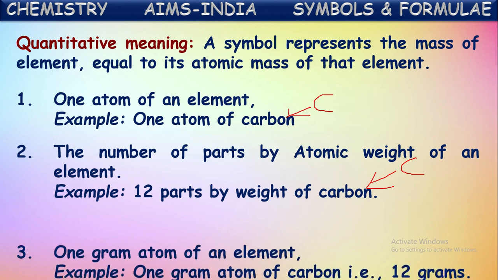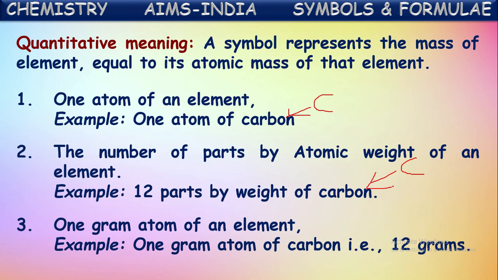A symbol also gives the meaning of 1 gram atom of an element. If we write just the symbol C, it represents 1 gram atom of carbon, that is, 12 grams of carbon. This is the quantitative meaning from the symbol. So in this way, a symbol has two significances: qualitative meaning and quantitative meaning.